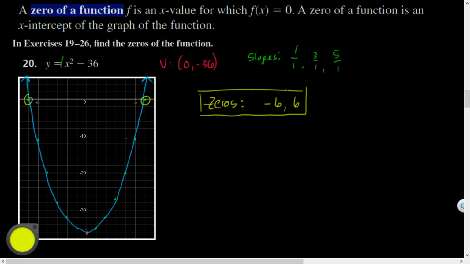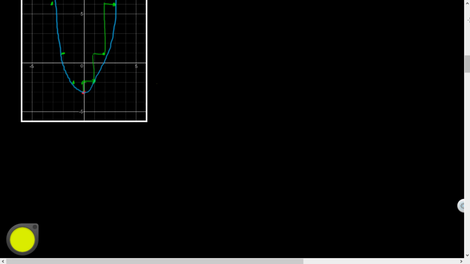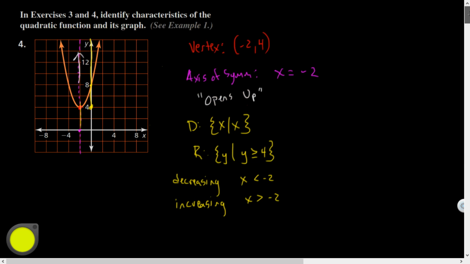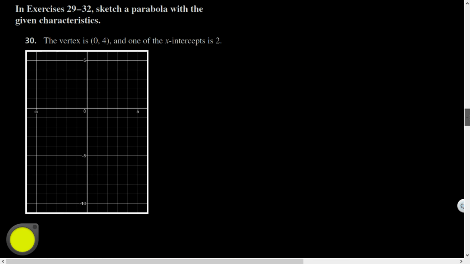Interesting thing about parabolas is that they can intersect up to twice for an x-intercept. So that's kind of interesting. It is also possible for them to intercept the x-axis once when the vertex happens to be on the x-axis. And we've even seen them not intercept the x-axis, as we saw in this problem. Notice no x-intercepts there.